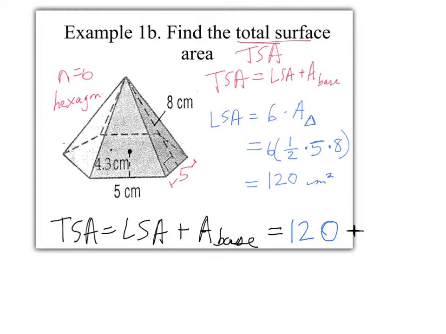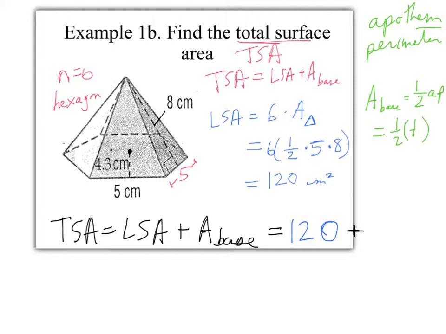Well, I know the base is a hexagon, and so I know a nice little formula to find the area of a hexagon. And that formula is 1/2 AP, where A is the apothem and P is the perimeter. So this is how I find the area of my hexagon. So I have 1/2. Do I know what my apothem is? Aha, they gave it to me. 4.3.